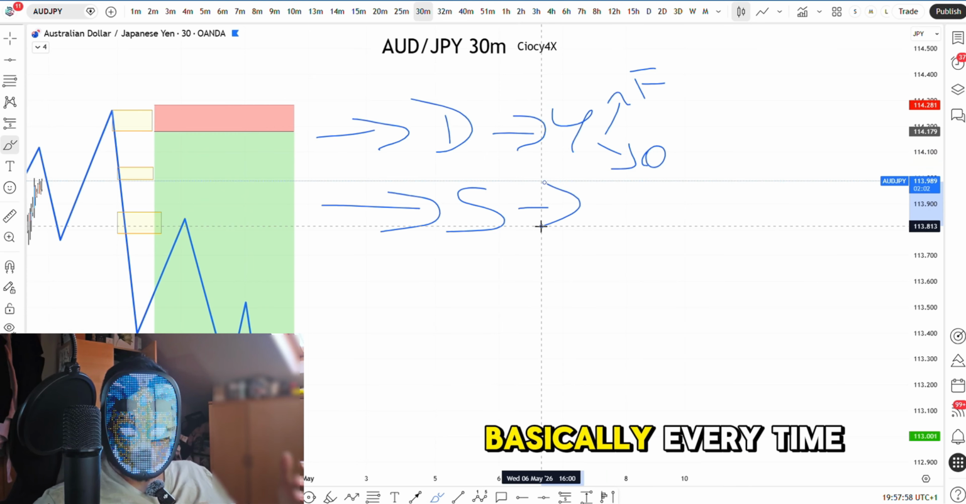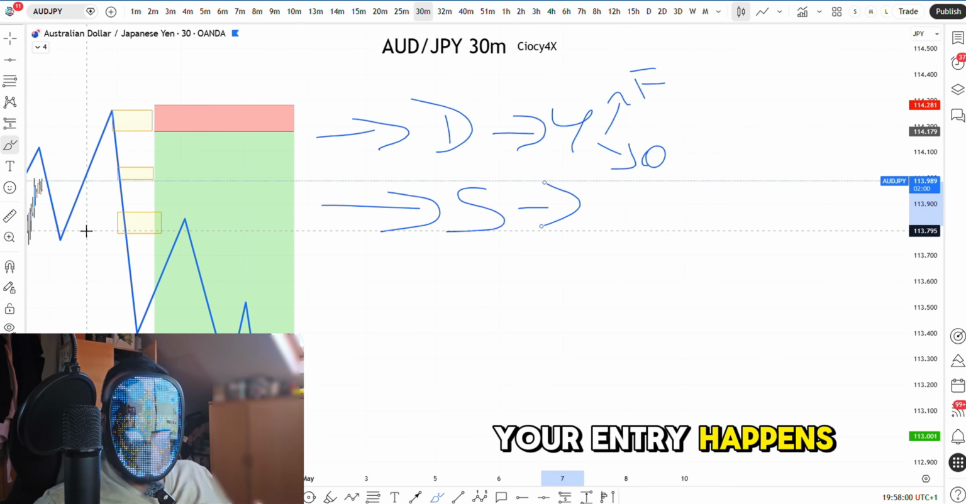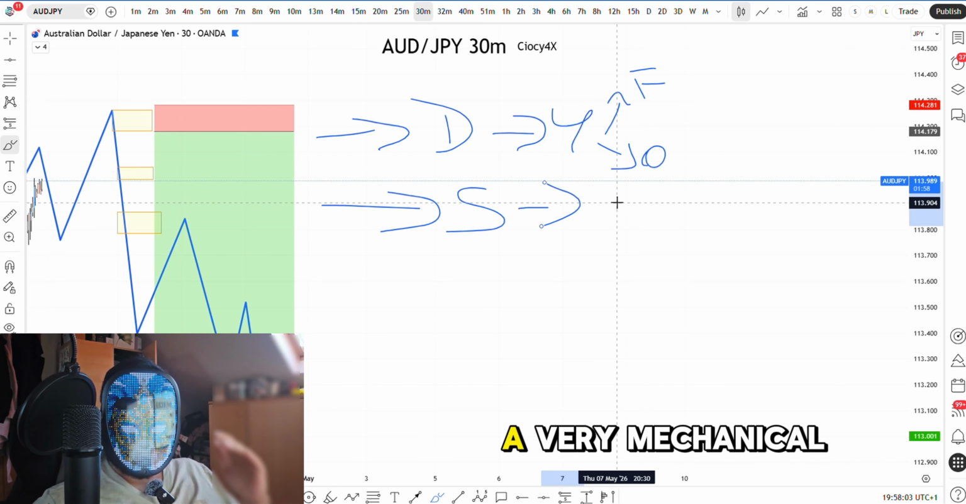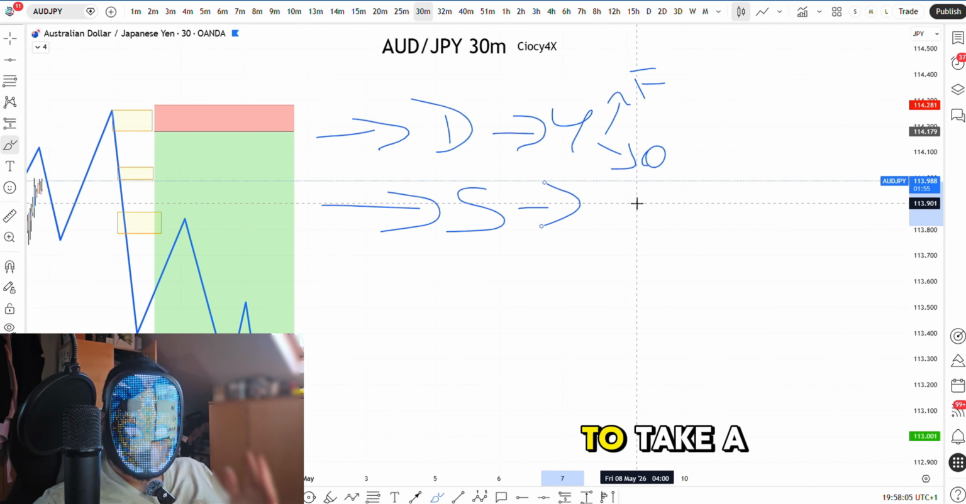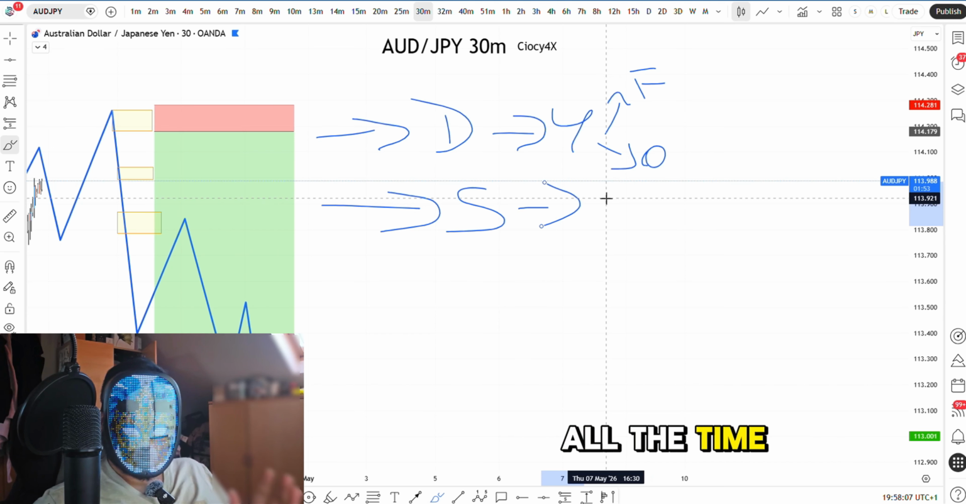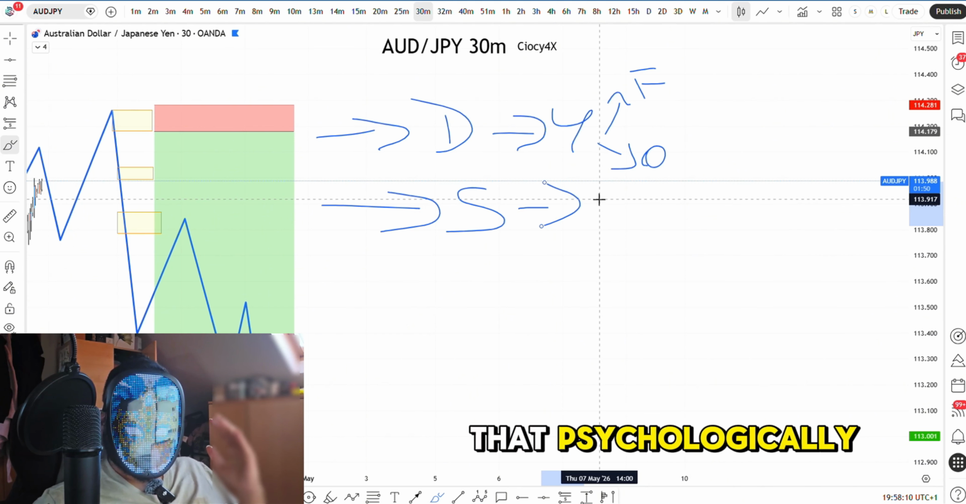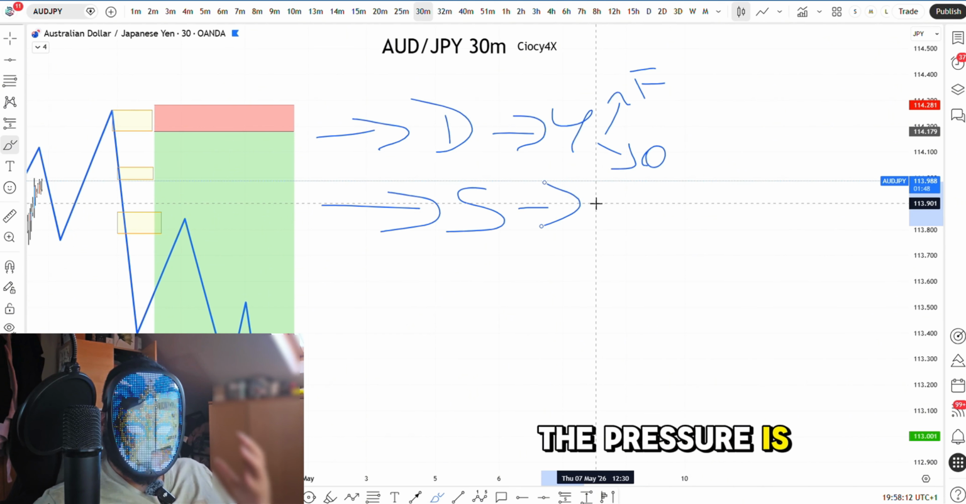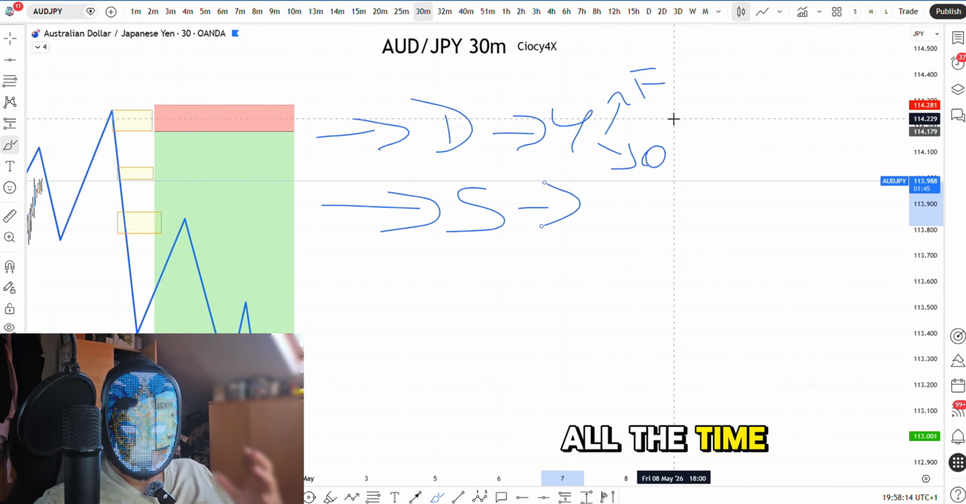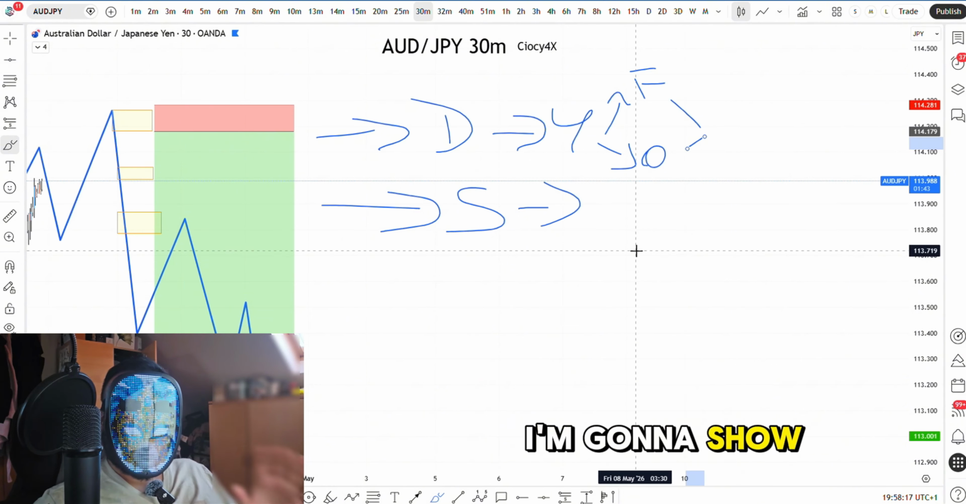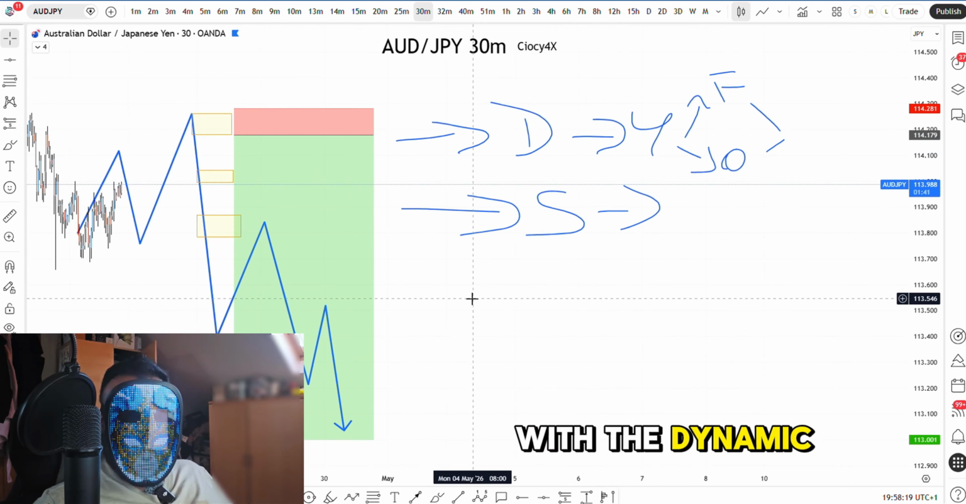While static is basically every time your entry happens, you don't look at any of that, but you have a very mechanical approach to take a systematic point all the time. And what I mean is that psychologically, the pressure is lower compared to all the time refining these zones. So I'm going to show you shortly. So let's start with the dynamic one.